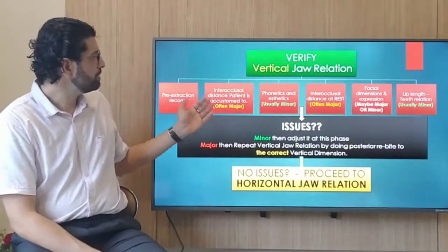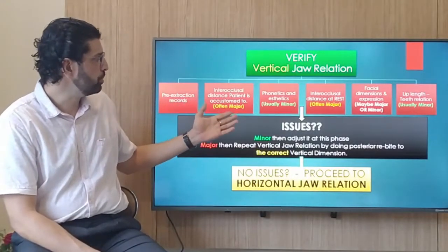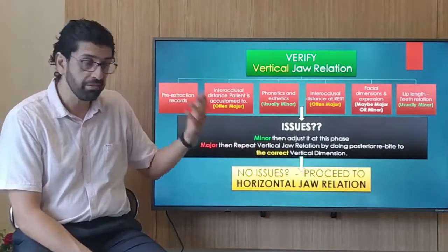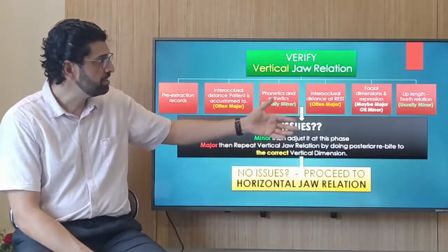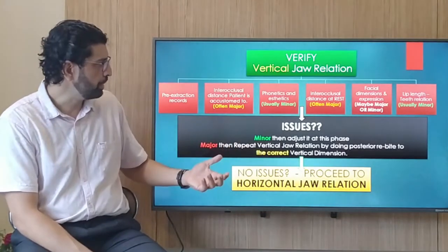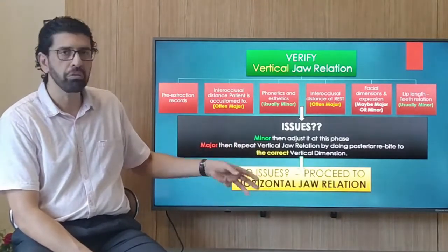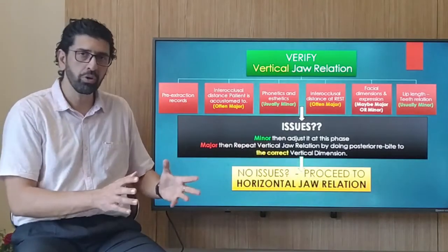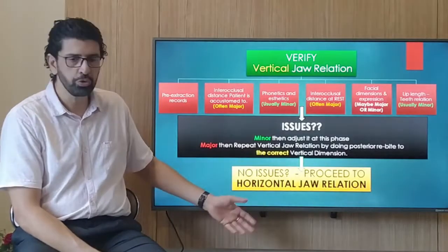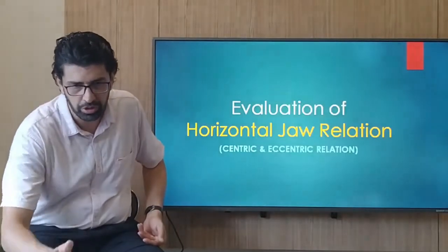So you're going to use all these things like the pre-extraction record, inter-occlusal distance the patient is accustomed to, phonetics, distance at rest, right, facial dimensions, expression. Some of these things, minor issues, can be adjusted at this point. Some of the major things, probably you have to repeat the jaw relation. It all depends on how severe the problem is, right? And if there are no issues, you're going to go into horizontal jaw relation.